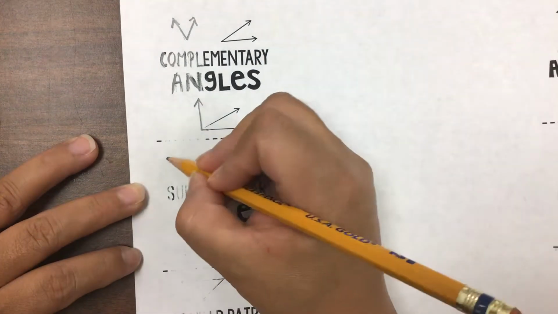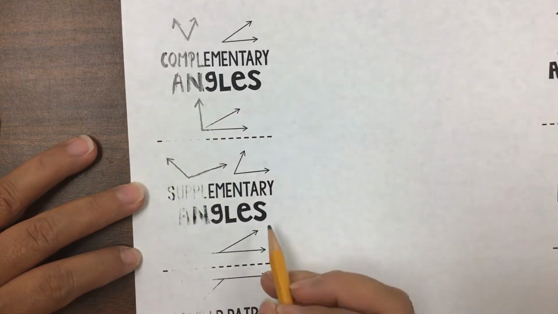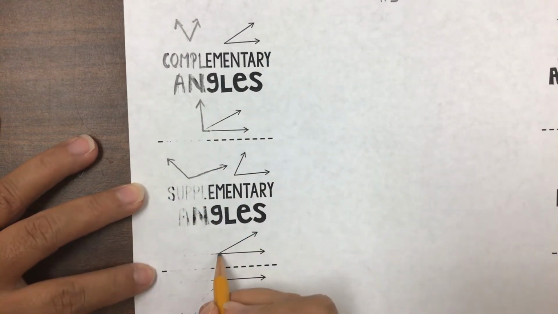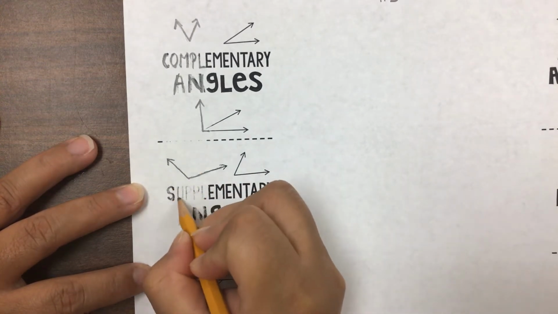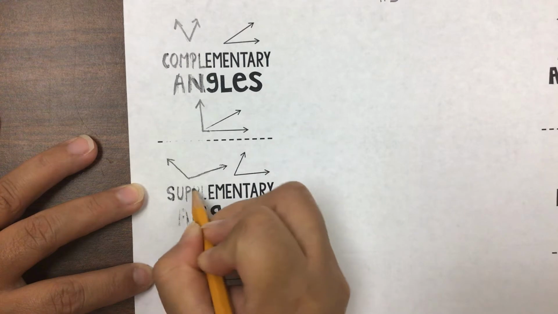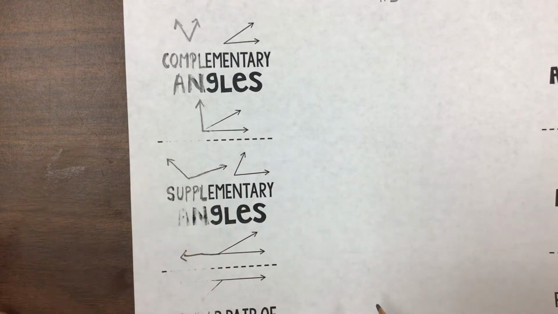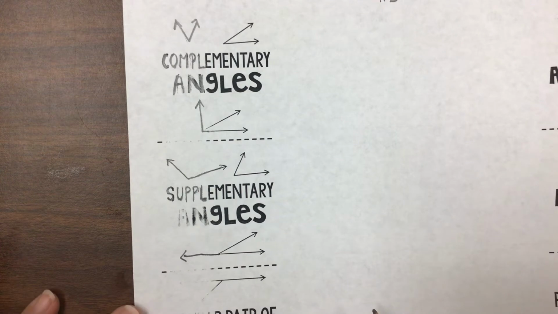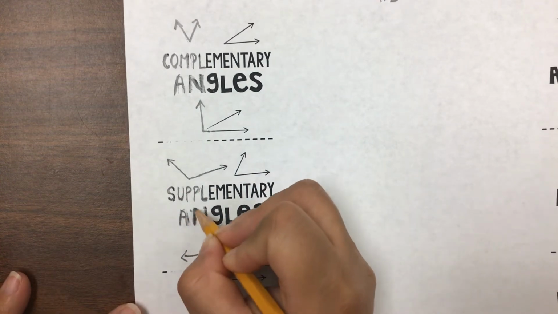This right here has the angle like this, and these two can also be separated or together. And supplementary is... Supplementary. And this is supposed to be angles.